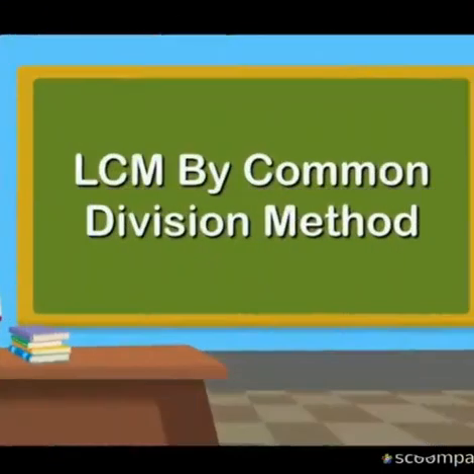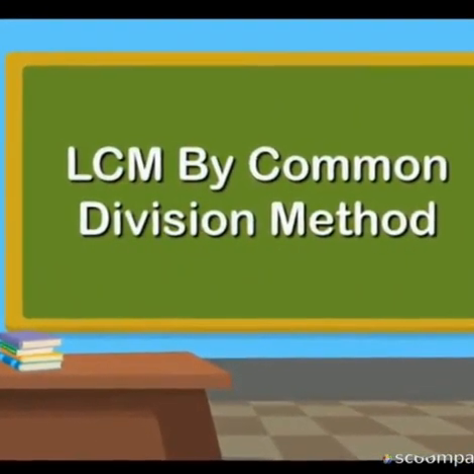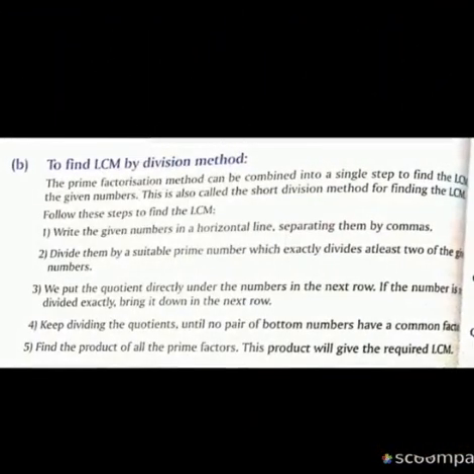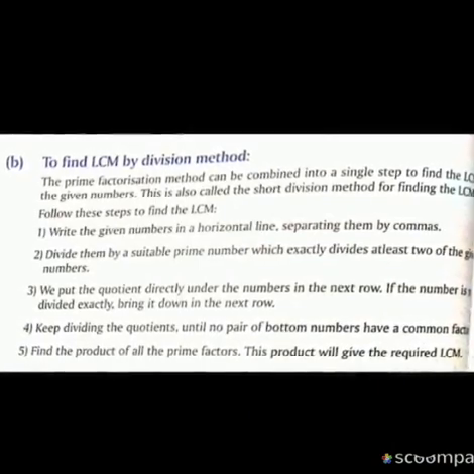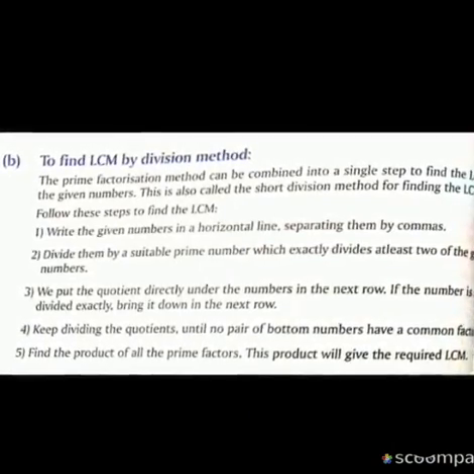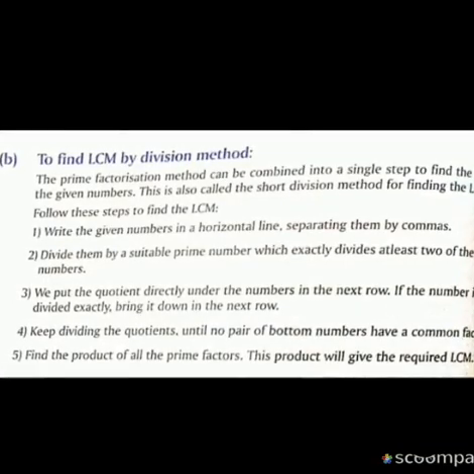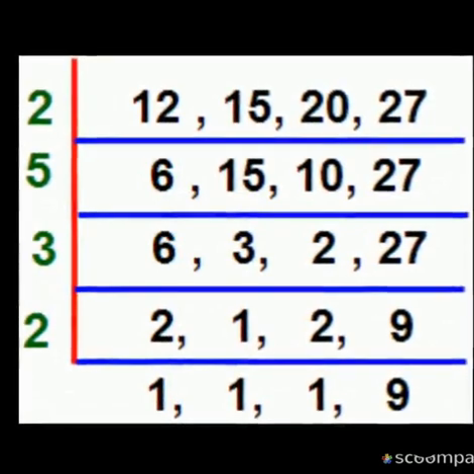This method of finding LCM is called division method. This is also called short division method. There are few steps which you need to follow. First one is write the numbers in horizontal line and separate them by commas. Then divide them with suitable prime number which exactly divides at least two of the given numbers.